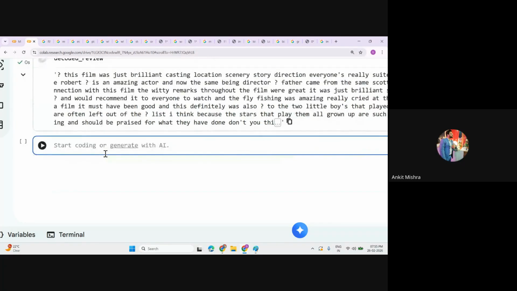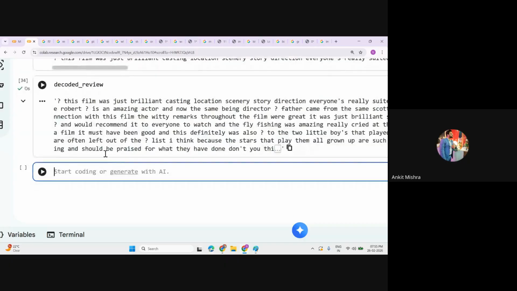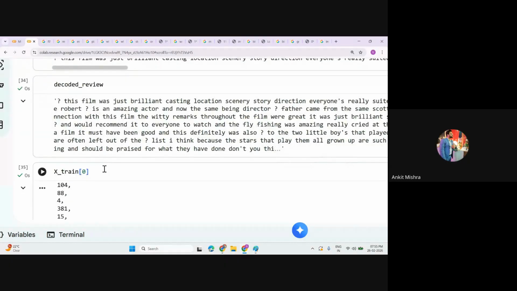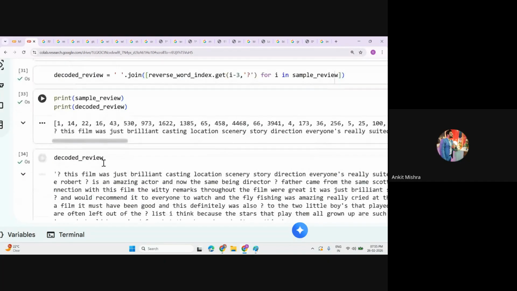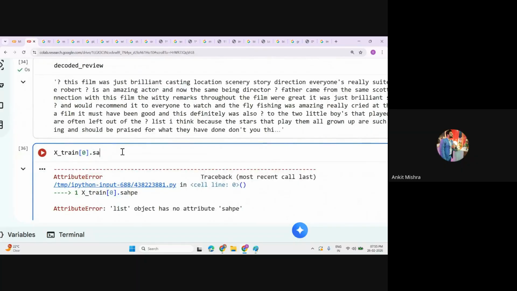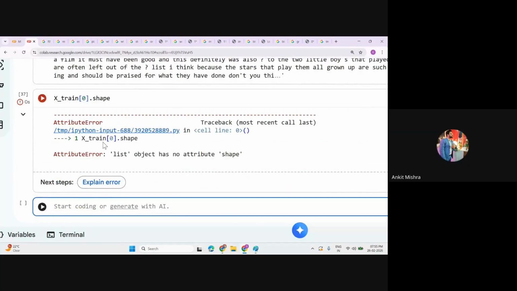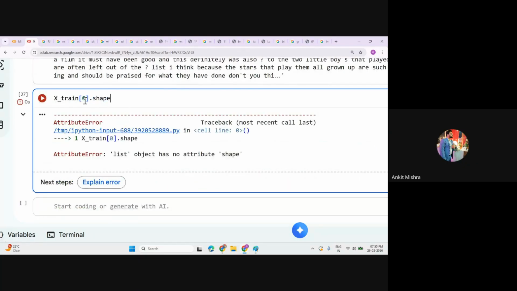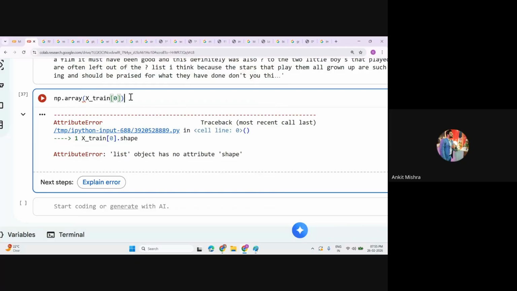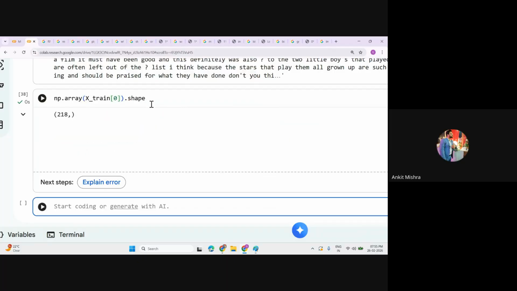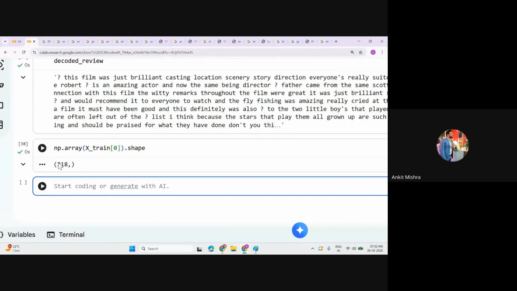Now let's try to understand this data set. If I pick my x string, inside this x string let's call the shape of this. The spelling of the attribute shape is, I think, incorrect, so let's correct this one. We are not getting the shape, so let's go to this. I'll check np.array, and I'll call the shape. Okay, now the data set we have is 280.